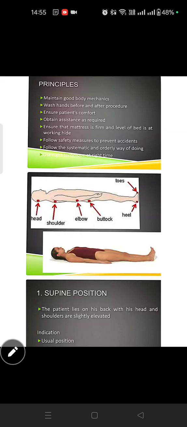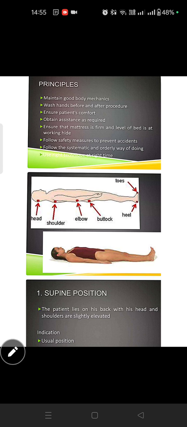Then what are the principles we have? First, maintain good posture, and wash the hands before and after the procedure. Ensure patient comfort, and keep any assistance you require ready. Keep any mattress or a leveled bed near. Safety measures are important, and a systematic order is important. Then we can see what techniques we are using.